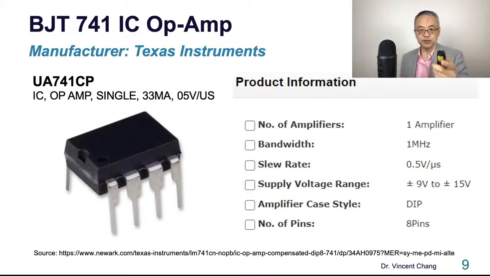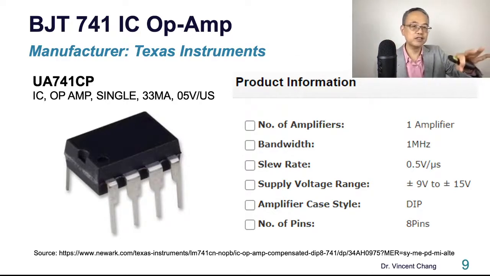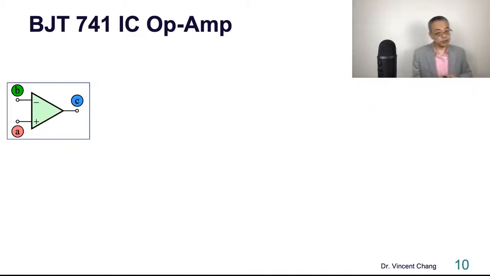And then let me give you some clue. If you look at the product information for this Texas Instruments bipolar op-amp, it tells you the supply voltage ranges from positive, negative 9 volt to positive, negative 15 volt. In other words, if you supply 5 volt, it's not going to work. If you put 50 volt, the chip cannot endure. So here's the supply voltage range.